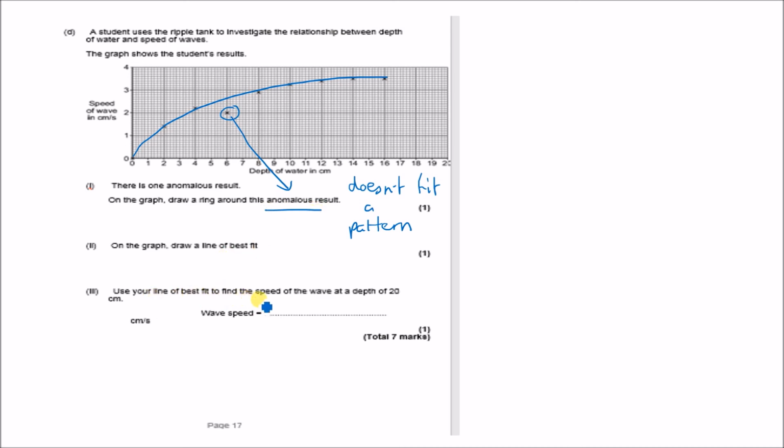Use your line of best fit to find the speed of the wave at a depth of 20 centimeters. So obviously we need to continue this graph on. We would expect if this curve continues that this would flatten off. It would be something like that. So at 20, this is where the line is there. So if we continue that on to the speed, then it's somewhere over there. You would obviously use a ruler, and it looks like it's at 3.5. So the wave speed is 3.5 centimeters per second. So that unit really should be over here, and that's centimeters per second.